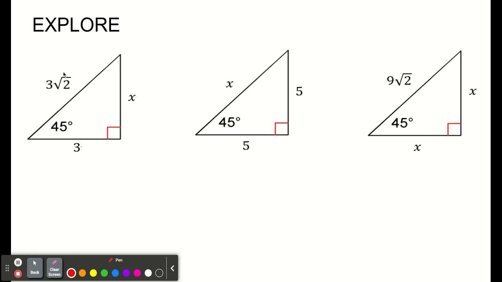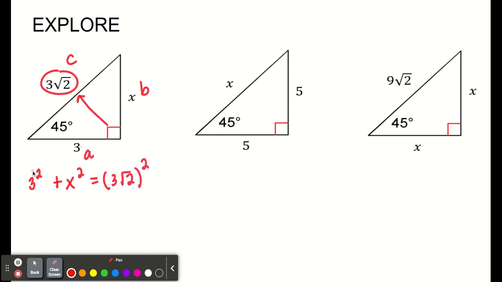So for this one here, remember C is the hypotenuse, which is always opposite the right angle. And the legs don't matter if you plug them in for A or B. So we're going to have 3 squared plus x squared is equal to 3 radical 2 squared. So 3 squared gives us 9. X squared remains x squared. And here we're going to multiply 3 rad 2 times 3 rad 2. 3 times 3 gives us 9. The square root of 2 times the square root of 2 is just 2. And that's going to give us 18.